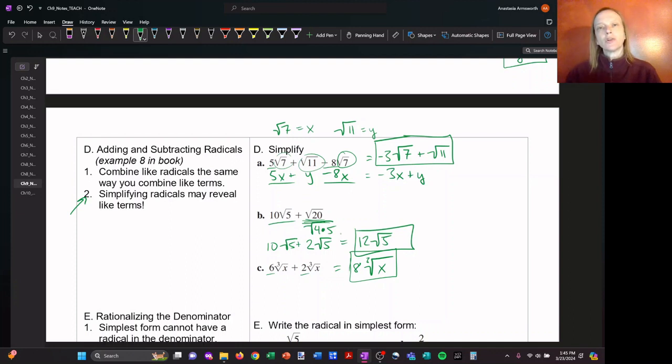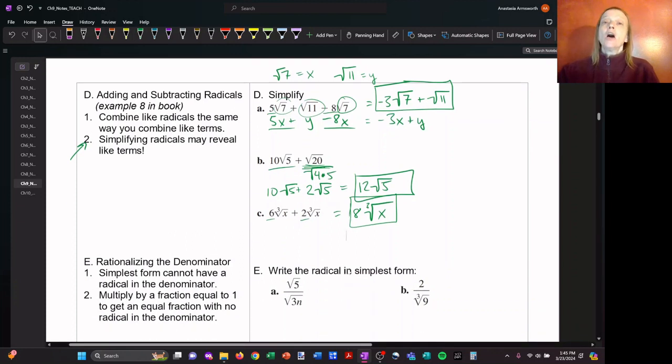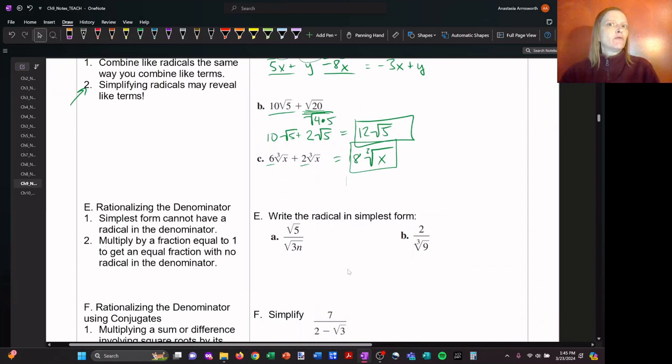Now, I mentioned earlier that you cannot have a radical in the denominator when you're writing things in simplest form. All the examples we've seen so far, the radical in the denominator just kind of disappeared. That doesn't always happen. So how do you get rid of any radicals in the denominator?